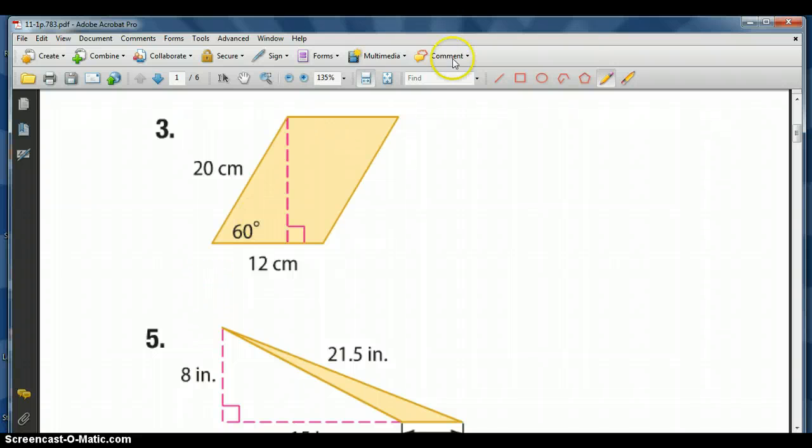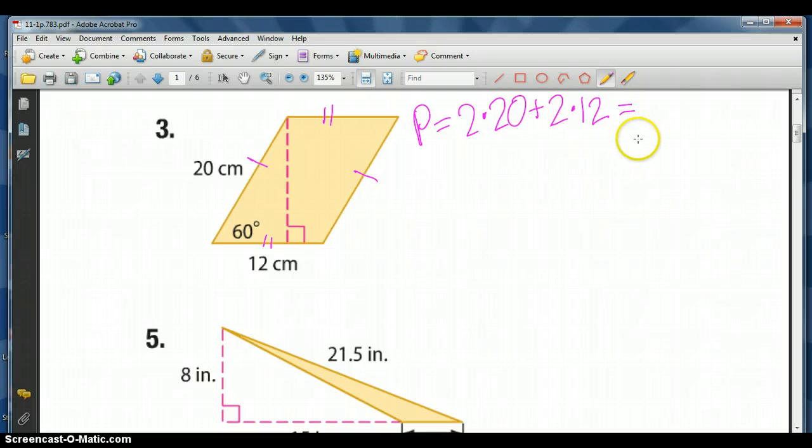Number 3 is a similar type of problem. So let's find our perimeter. Both sides here are 20. Opposite sides here are both 12. So the perimeter would be the distance around it, or 20 plus 20 plus 12 plus 12, or 2 times 20 plus 2 times 12. And we end up with 64 centimeters. 64 centimeters for our perimeter.